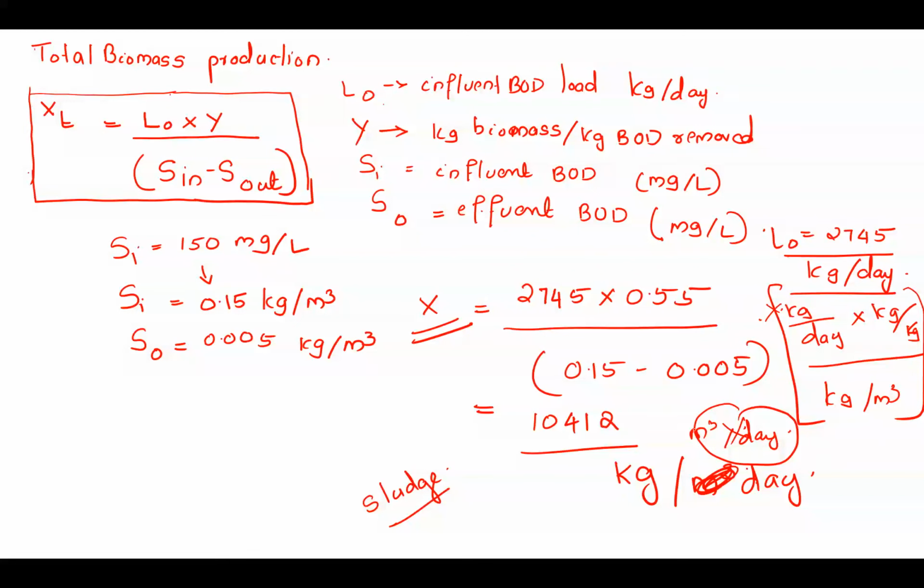Meter cube normally means we have to consider things in liquid form. But here we are dealing with sludge, which has solids also. We are considering it in weight form, not in meter cube, because this is not a pure liquid. So that's why here we are directly taking the value as kg per day. Got it?